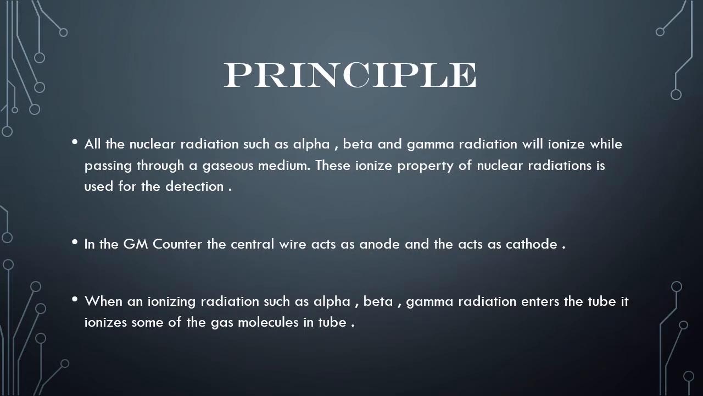Principle. All the nuclear radiation such as alpha, beta and gamma radiation will ionize while passing through a gaseous medium. This ionizing property of nuclear radiation is used for the detection. In the GM counter, the central wire acts as an anode and the tube wall acts as the cathode. When an ionizing radiation such as alpha, beta, gamma radiation enters the tube, it ionizes some of the gas molecules in the tube.